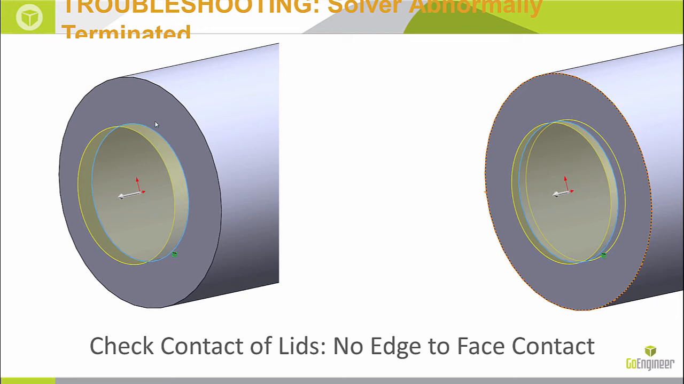This means at the interface of the ID of that tube, the lid, there's only an edge of the lid that's in contact with it. This could cause problems when trying to mesh it and solve it, which might lead to the solver abnormally terminated error message. On the right side, we have a lid which actually goes slightly inward, and hence you have the face of the lid in contact with the ID of the tube. This is the correct way to create contact. This is the correct way to create a lid and get the meshing to work.